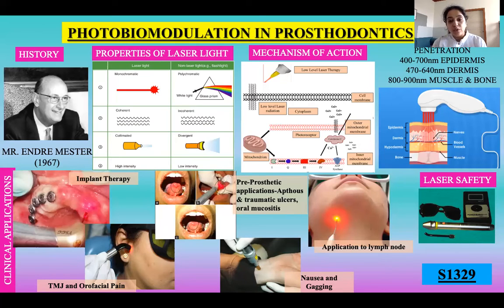It can also be used for pre-prosthetic applications like aphthous and traumatic ulcers and oral mucositis. It readies the oral cavity for the prosthesis. For nausea and gagging, application of laser at the acupuncture point of the wrist will decrease the gagging reflex in many patients, especially during impressions and x-rays. It calms the parasympathetic nervous system.